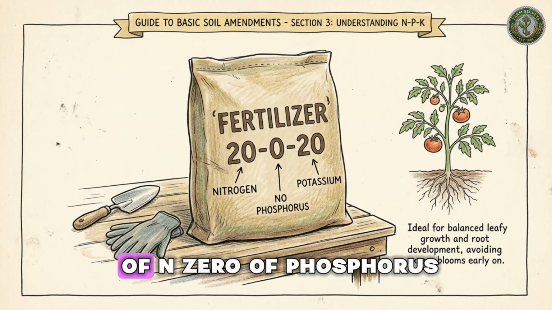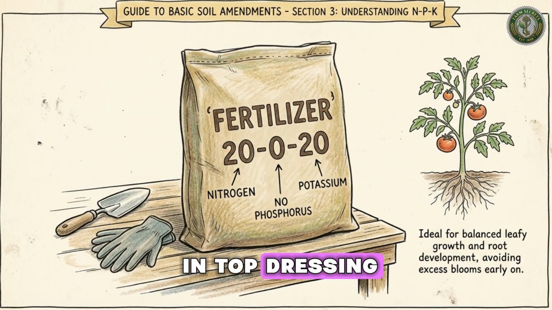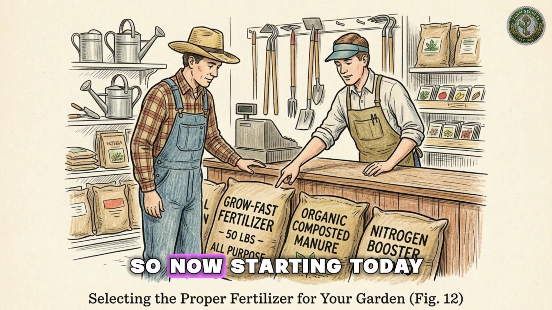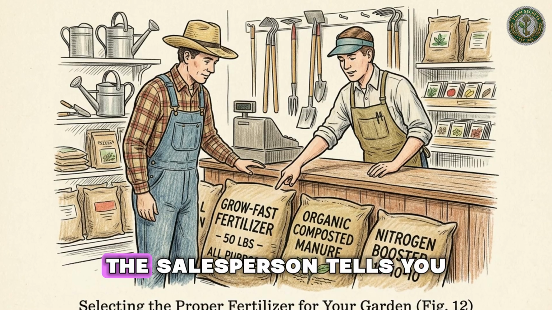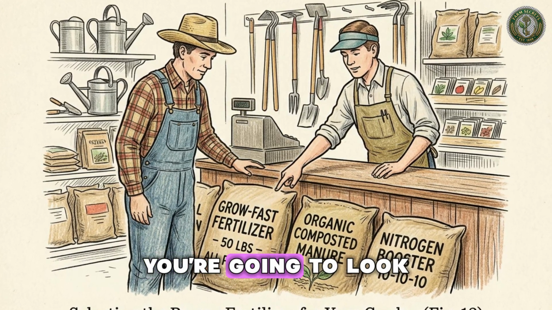So it has 20 of N, 0 of phosphorus, which I don't need in top dressing, and 20 of potassium. Did you guys get it? So now, starting today, you arrive at the agricultural supply store. The salesperson tells you, I have these formulations here. You're going to look at the middle.